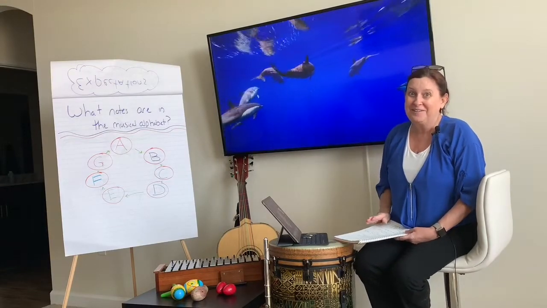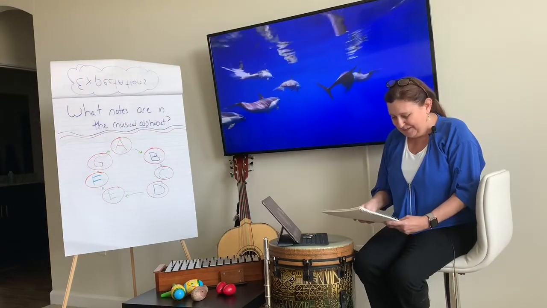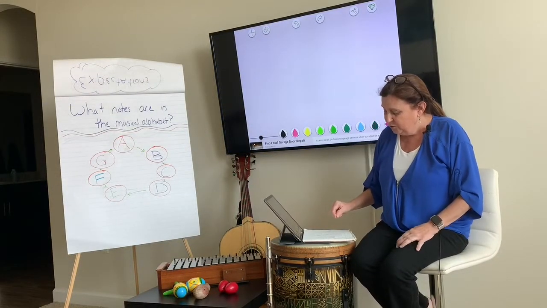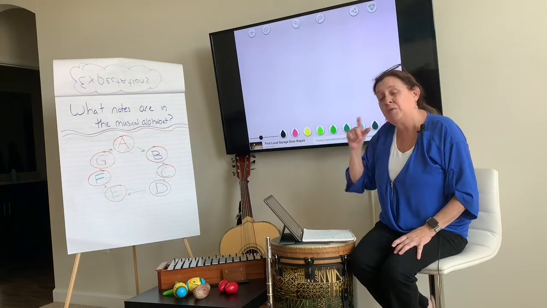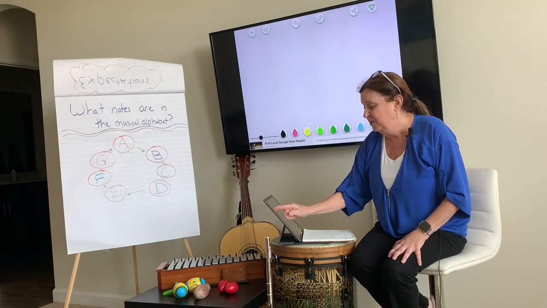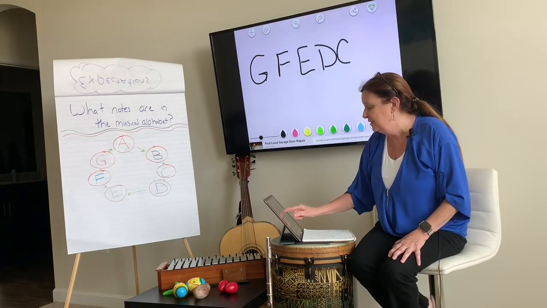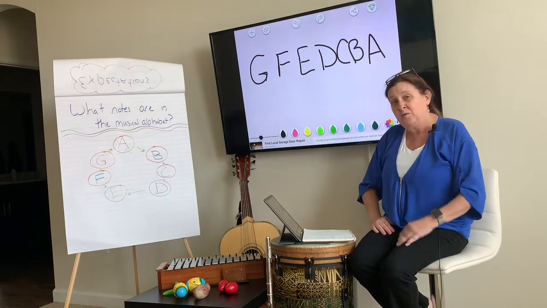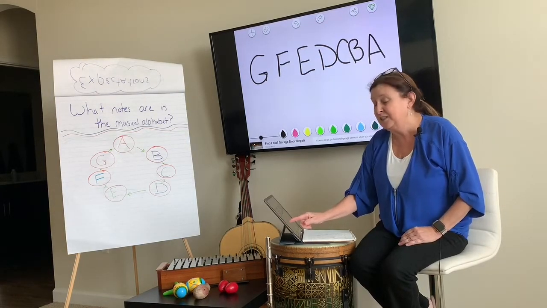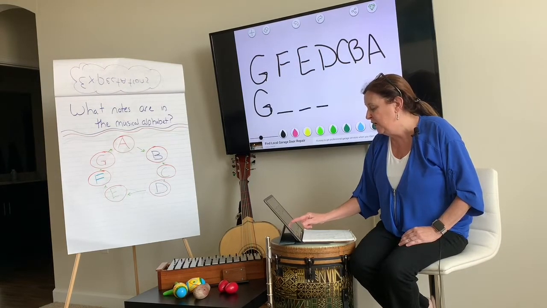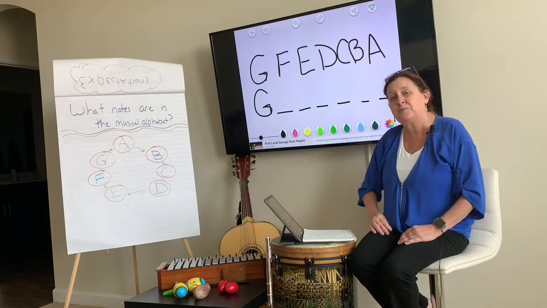A lot of work. Oh my goodness, that was crazy. Let's go back to your piece of paper, and we're going to draw the musical alphabet. Remember how we sang it backwards? G, F, E, D, C, B, A. So what you're going to do here, and this is going to be part of your assignment, is go here and put the name of the note going backwards. Well, right now, let's practice that.